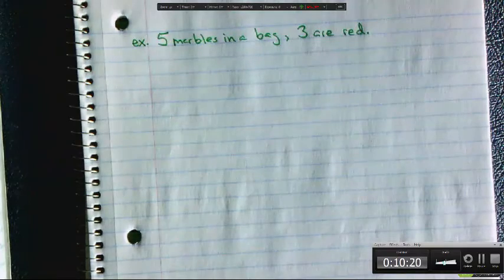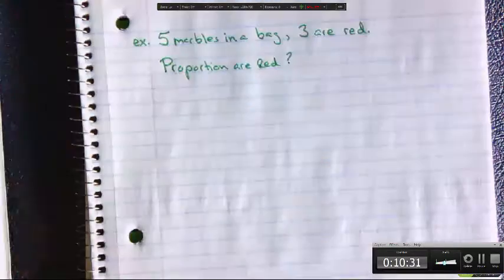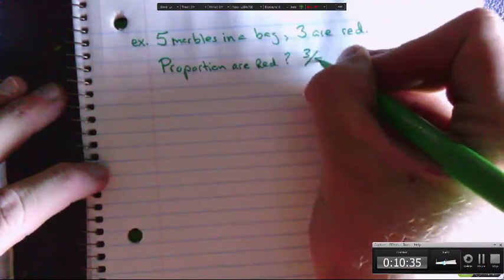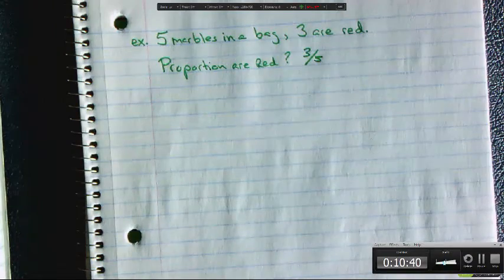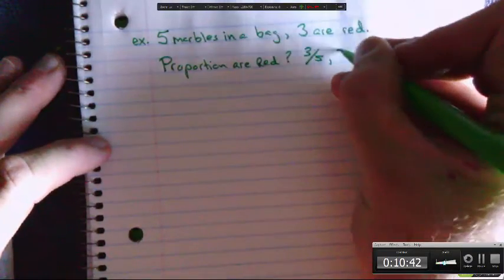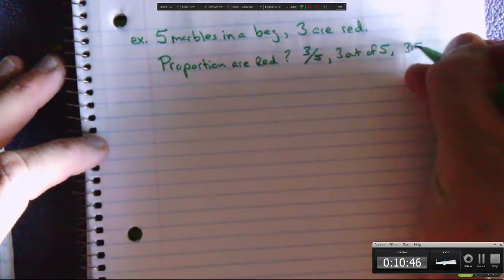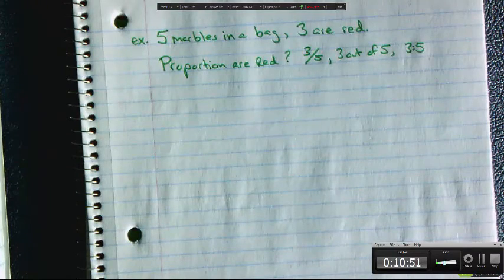It's off. Okay. 5 marbles in a bag. 3 are red. Okay. As a proportion, if the question asks you what proportion are red, what's the answer? 3 out of 5. We can write it as 3 out of 5, or we can write it as a ratio. Those are all ways to write proportions.